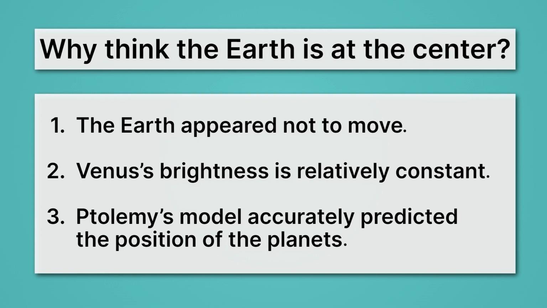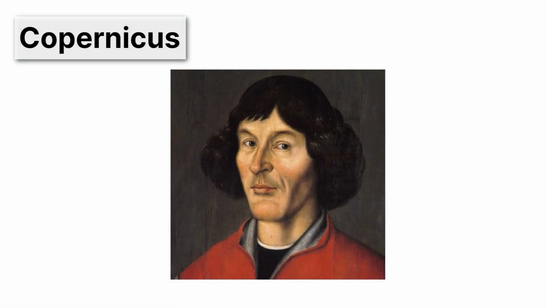And people remained using this model for 1,500 years until Copernicus. In 1540, he shifted to a heliocentric model. Why? He wanted to recover the circular orbits without these weird epicycles.